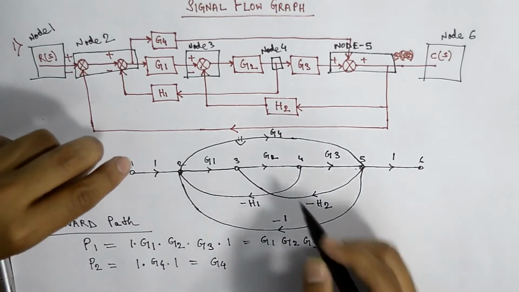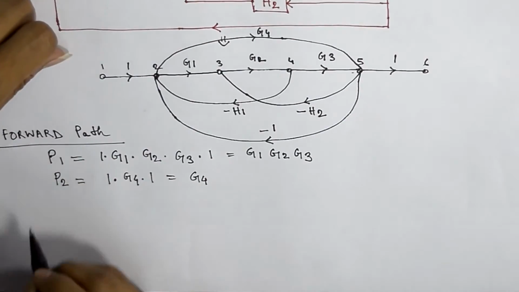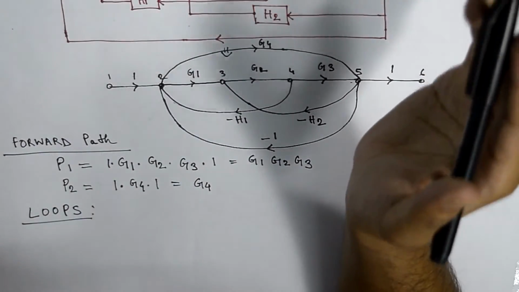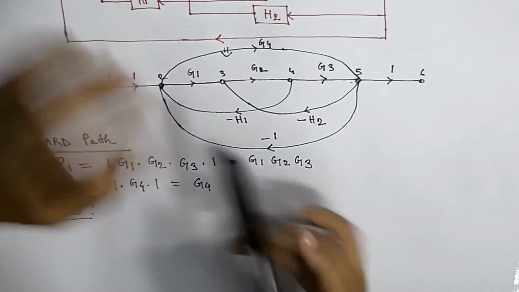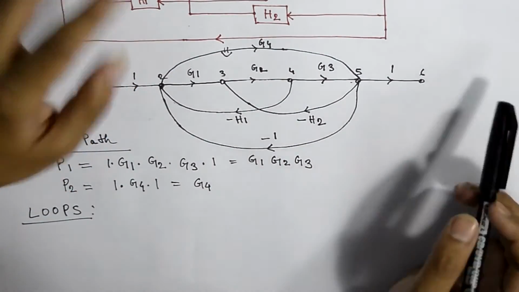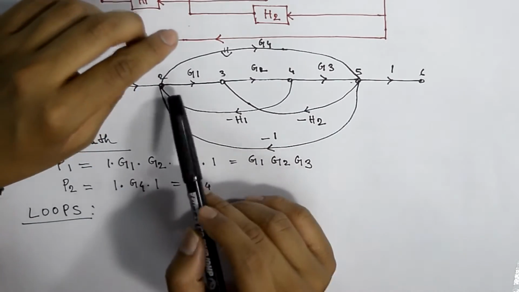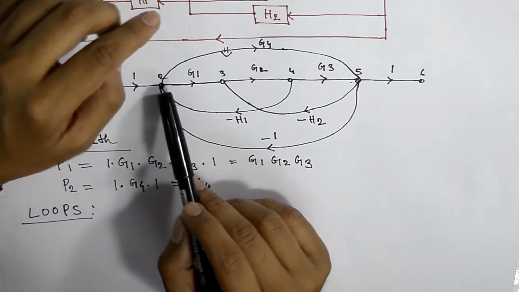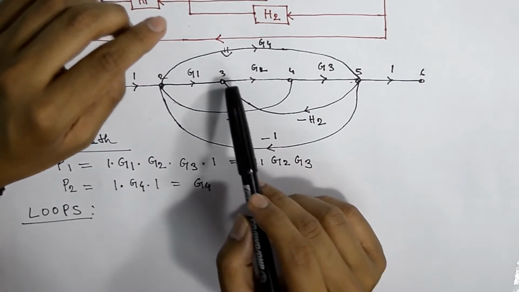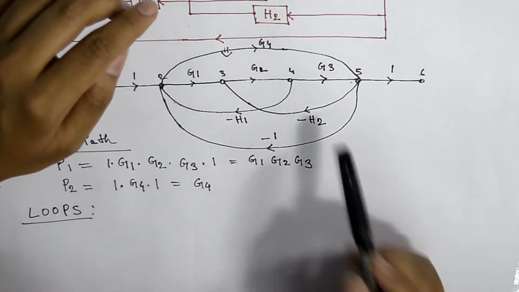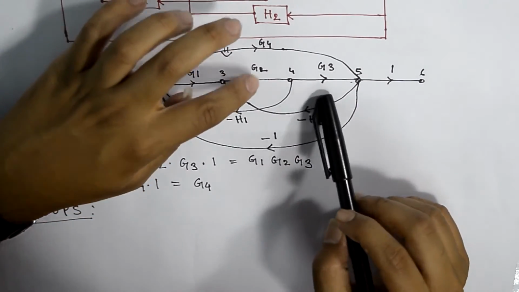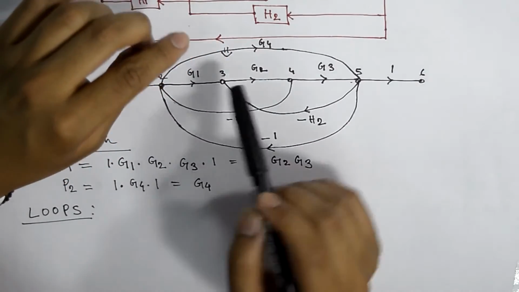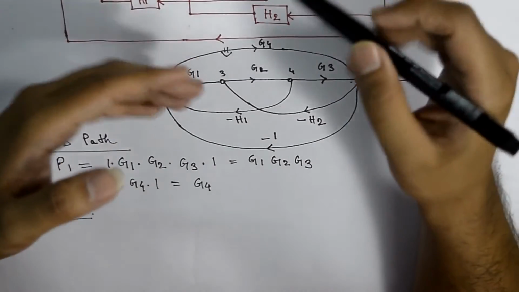Now let's find the individual loop gains. After the forward path, we will find loops. From here, this signal flow graph has been drawn. As we can see, this is one individual loop gain: this loop is from 2 to 3, from 3 to 4, and again back to 2. Here is also one individual loop gain, that is 3 to 4, from 4 to 5, and again back to 3. In this way we will determine all the loops.